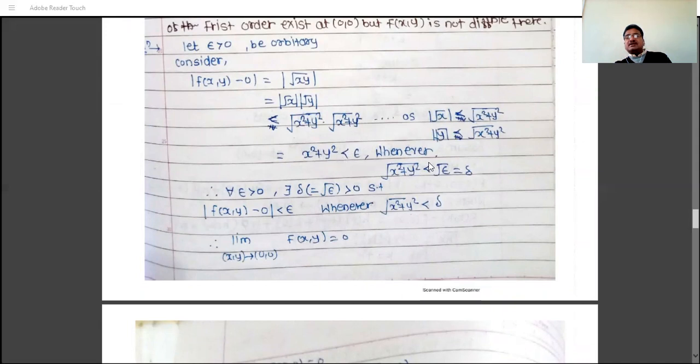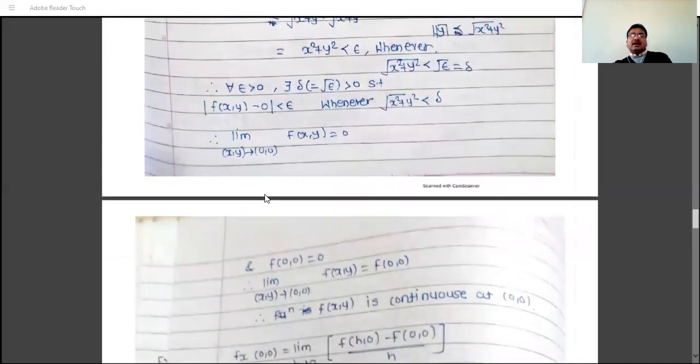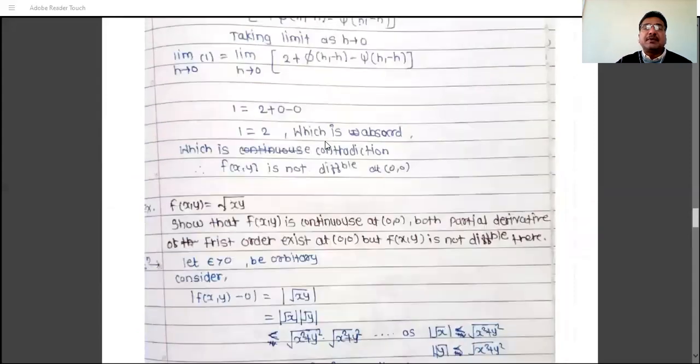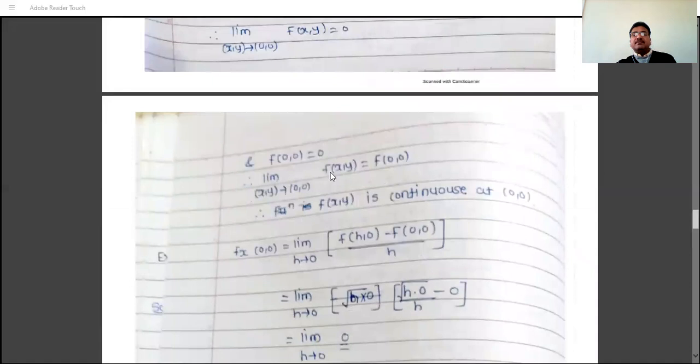root of x square plus y square, taking root of both sides, is strictly less than root epsilon, and say it is delta. So for every epsilon greater than 0, there exists delta equal to root epsilon greater than 0 so that mod of f(x,y) minus 0 is less than epsilon whenever root of x square plus y square is less than delta. Therefore the limit of f(x,y) as (x,y) tends to (0,0) is 0. And f(0,0) is root of 0 into 0, that is 0. Therefore this limit and f(0,0) are the same, and therefore the function f(x,y) is continuous at (0,0).